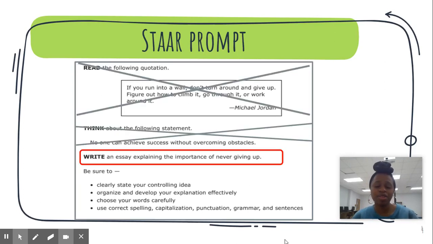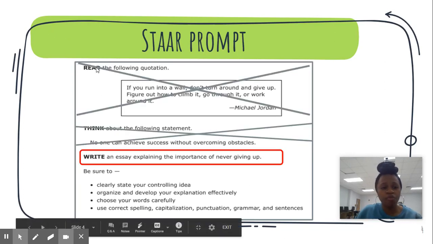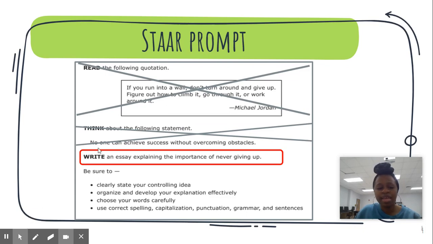All right, so you guys notice there's an X over the read section. And there's also an X over the think section. All right. But what's circled is the write section. This area right here is all you need. Okay. This area says write an essay explaining the importance of never giving up. That is the prompt.